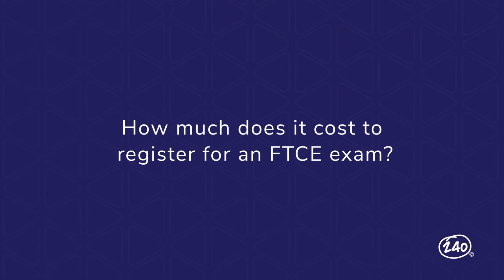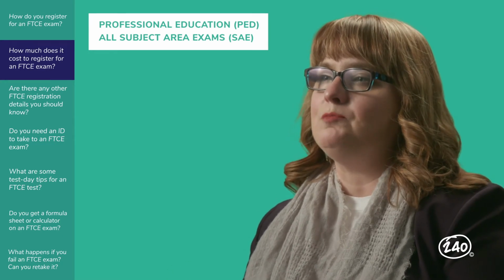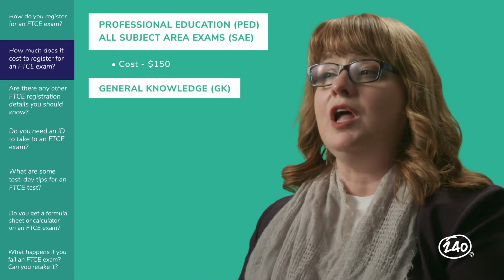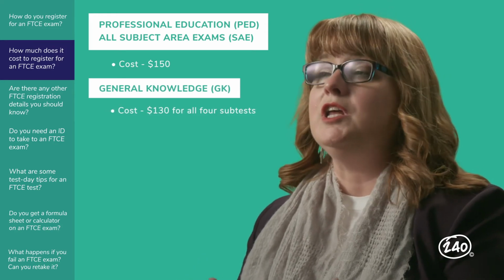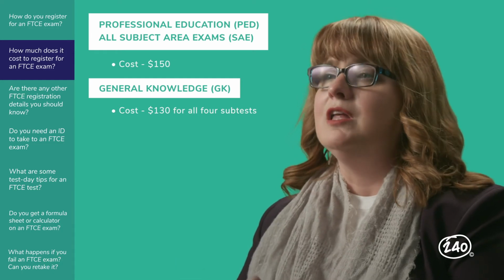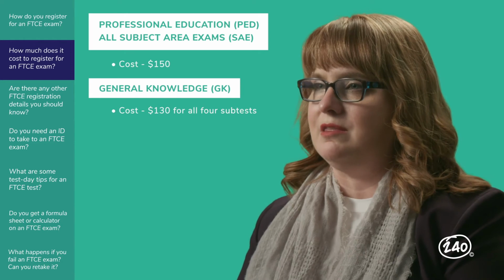How much does it cost to register for an FTCE exam? Well, the cost of the Professional Education or Subject Area exam is $150. The General Knowledge or GK exam is $130 if all 4 subtests are taken together. There is also a retake fee if you need to retake any subtest.